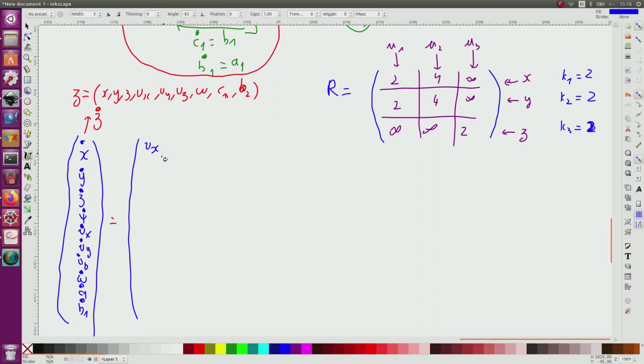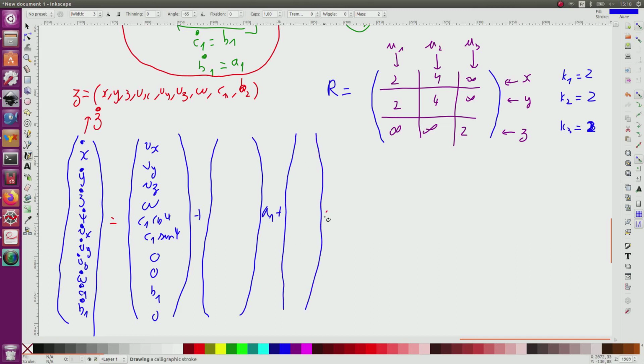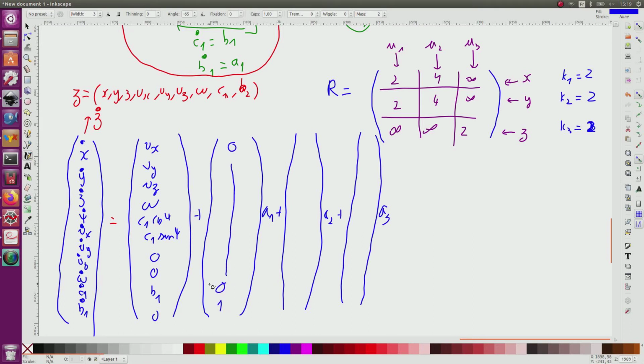So this is equal to: Vx, Vy, Vz, omega, C1 cos psi, C1 sin psi, 0, 0, B1, 0. So here I should add also something like this, where I have only A1 plus something like this, A2, plus here A3. So here I have 1 and only zeros here. Here 0, 0, 1 after only zeros. 1, 2, 3, 1 and only zeros.